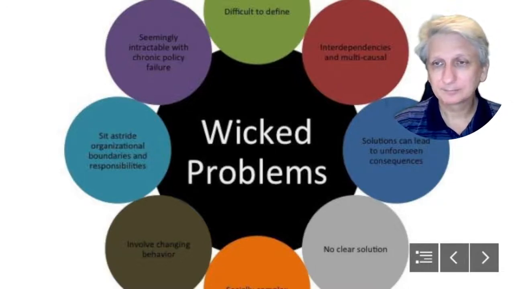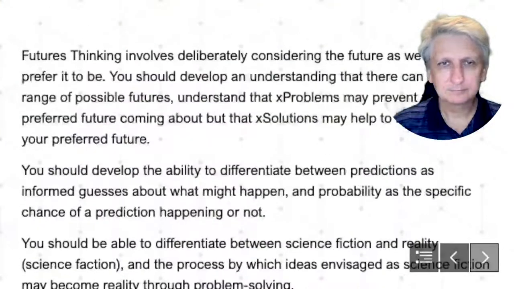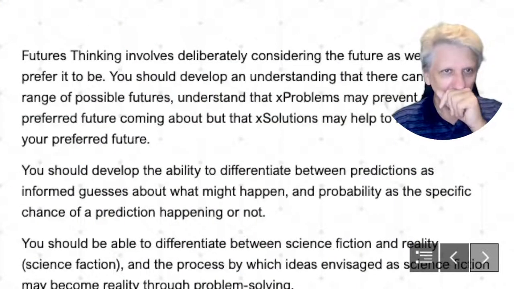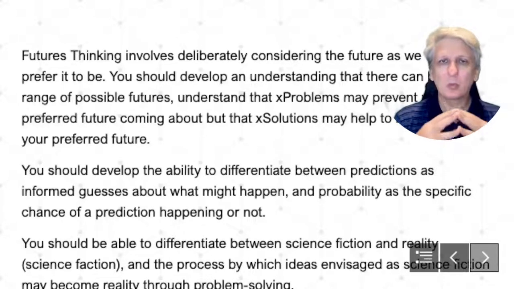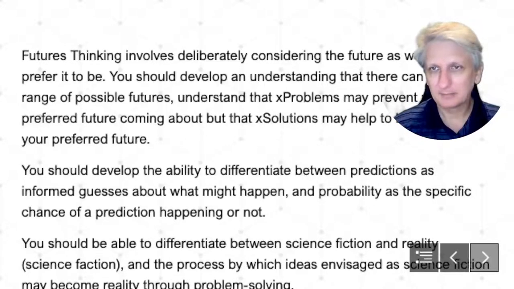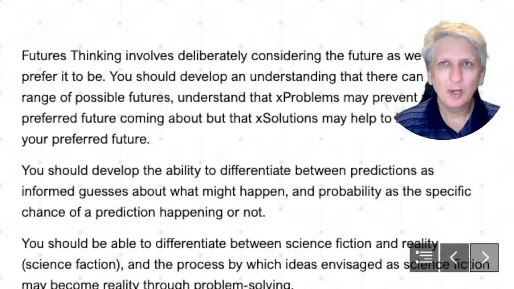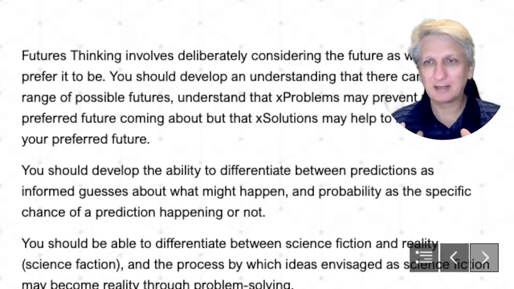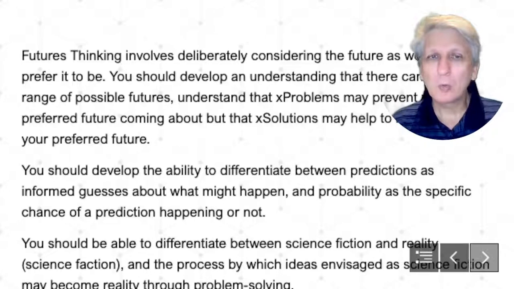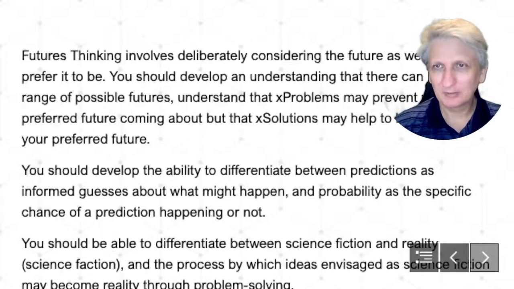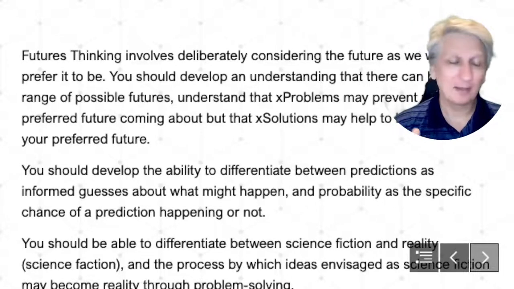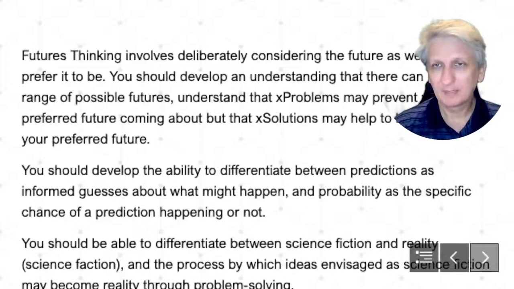And there can be dependencies, multicausalities, and so there's a range of different issues around the development of solutions to wicked problems. So future thinking involves looking at the future as we prefer it to be, known as preferred futures. And in order to achieve really significant positive futures, we need to consider that future in terms of extended thinking and moonshot thinking.